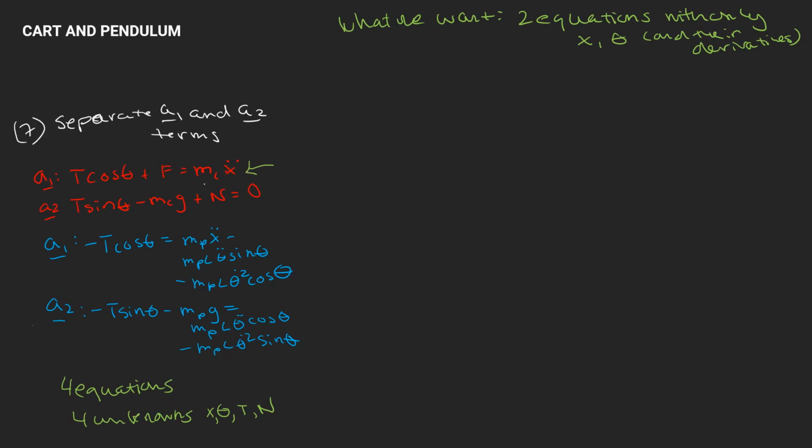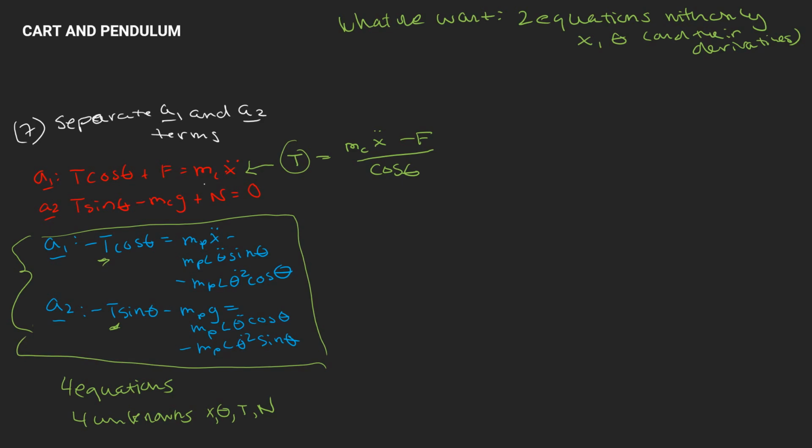What you might notice here is if we look at this first equation, we can write an expression for T. So we can just simply rearrange this. And so now we can write that T is equal to MC x double dot minus F divided by cosine of theta. And you may also notice that in these last two equations, we only have unknowns of T, x, theta, and the derivatives of theta and x, right? And so now that we have an expression for T, we can plug this into here and here, and we can get rid of the Ts, and so now we would be left with two equations that will only have x and theta terms and their derivatives. So let's actually go through and plug that in.